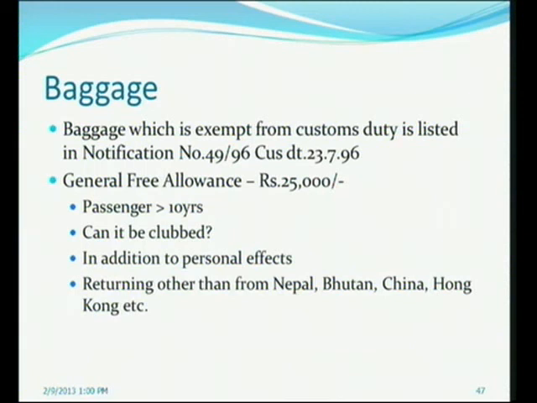Now, can it be clubbed? Say I've got equipment worth rupees 48,000, and a couple has gone. So the husband and wife together have 25 and 25, that is 50. This is 48. So can we claim an exemption for it? But what they're saying is, you cannot actually club it. They're saying it is a personal effect. So personally, it must be 25 and 25. Though you have got it, you cannot club it.